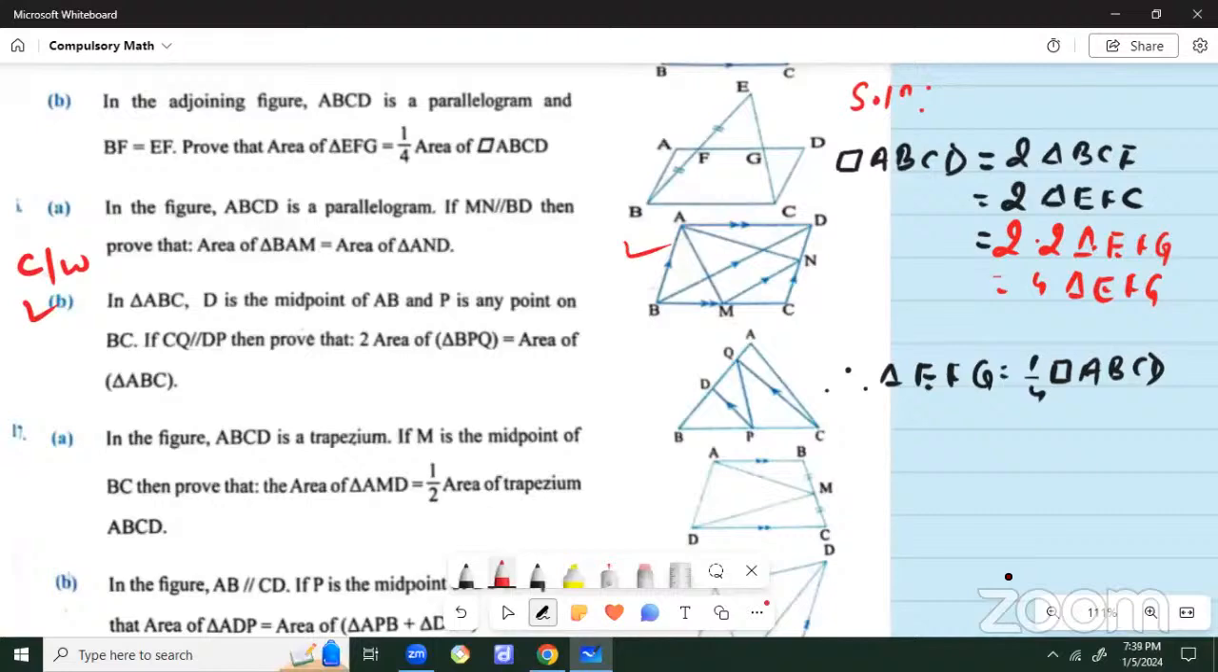Did you mean from B? From B or from D? From B, where to join? B to the midpoint of A and C. So is the midpoint of A and C given?